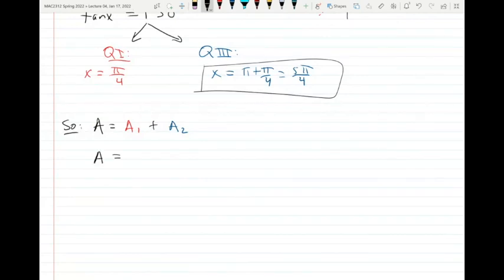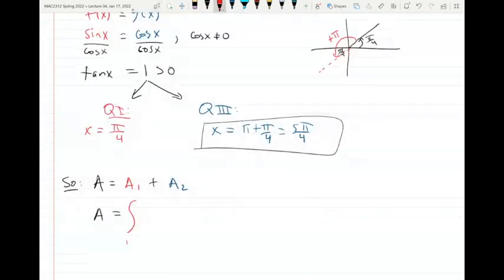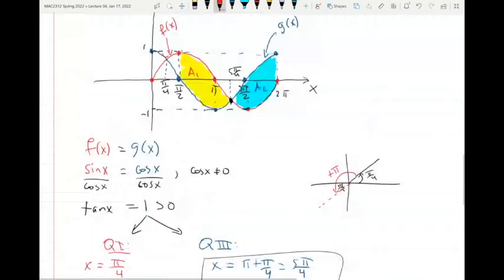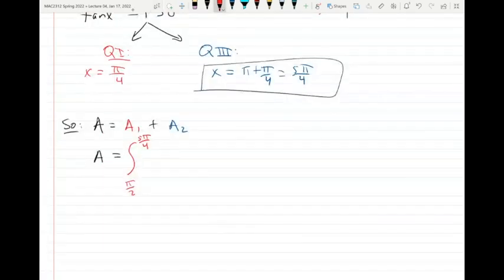Okay, so how do we calculate the first area? Is the integral from where to where? It would be pi over 2 to 5 pi over 4. And then who goes on top? F is on top and G is on the bottom, right? So that would be F minus G. I'm just going to write the function: sine minus cosine dx. Actually, let me do everything in red because now the other integral is blue.